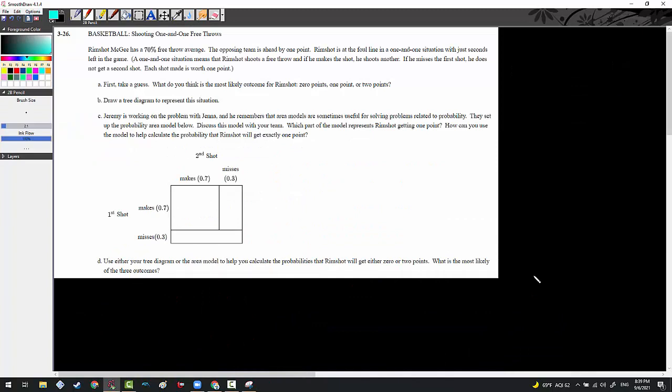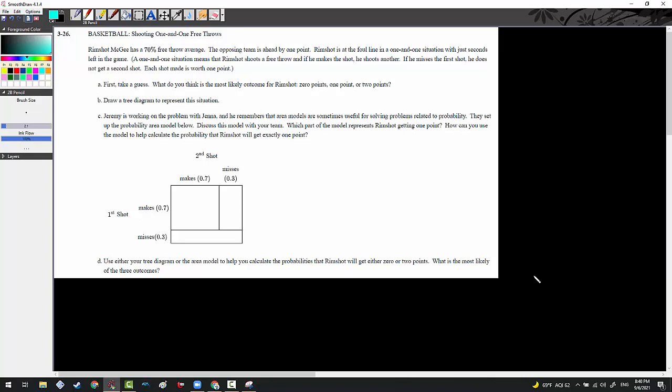All right, let's take a look at 3-26. We've got Mr. McGee here, who has a 70% free throw average, and the opposing team is ahead by 1 point. He's at the foul line, he's about to take a shot, and so on. A lot of exposition with these probability problems. First, it says take a guess. I will leave that to you.